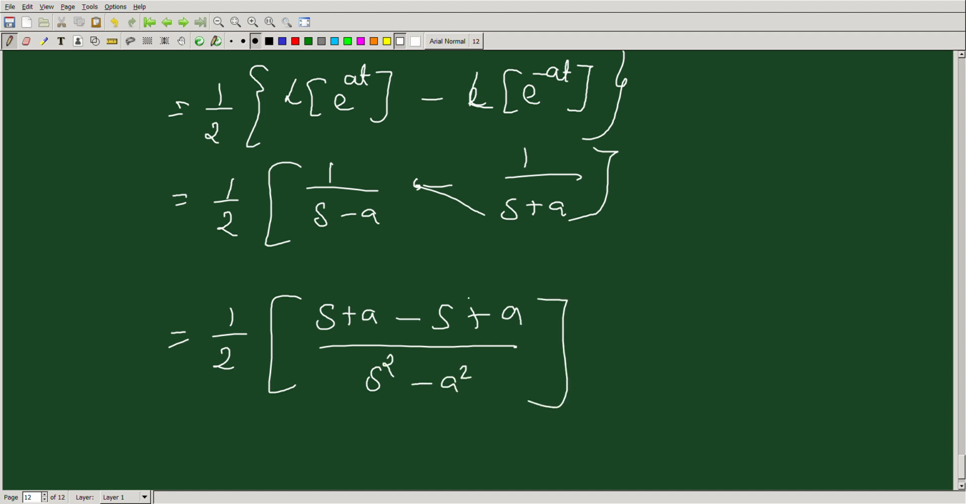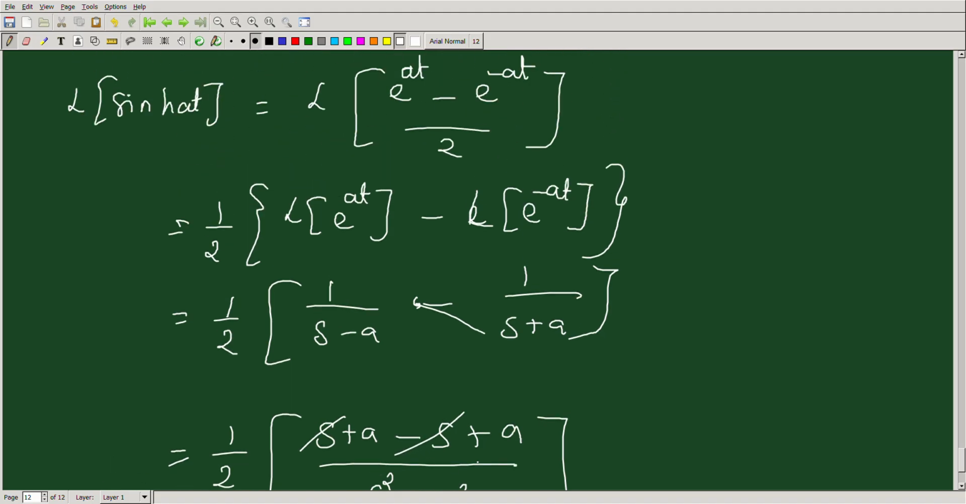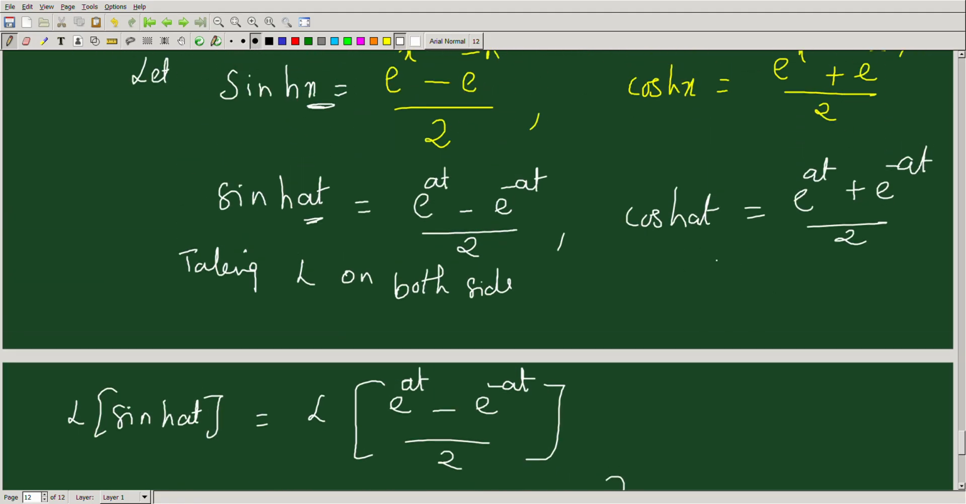So here what is cancelling? s cancelled. So which is equal to 1 by 2 and numerator 2a over s square minus a square. Again I am just cancelling the 2, numerator 2 and denominator 2. And finally what you are getting? Laplace transform of sinh at is equal to a by s square minus a square. Similarly if you follow this, taking Laplace on both sides and applying the same concept, you will get Laplace transform of cosh at. You try this problem, okay?